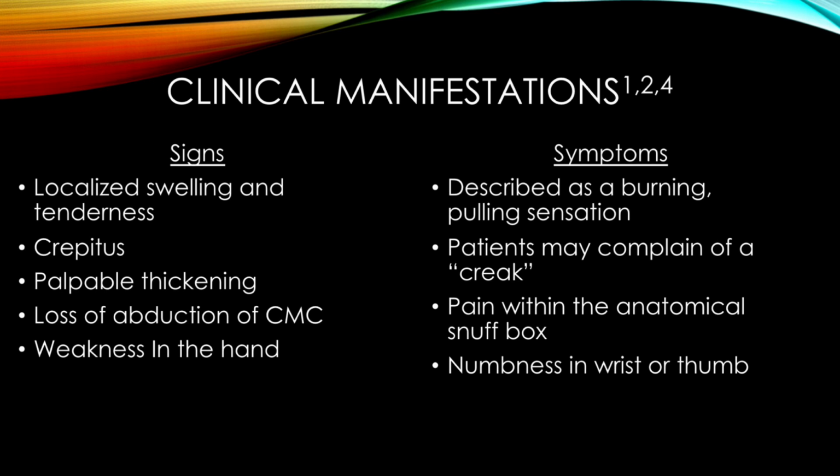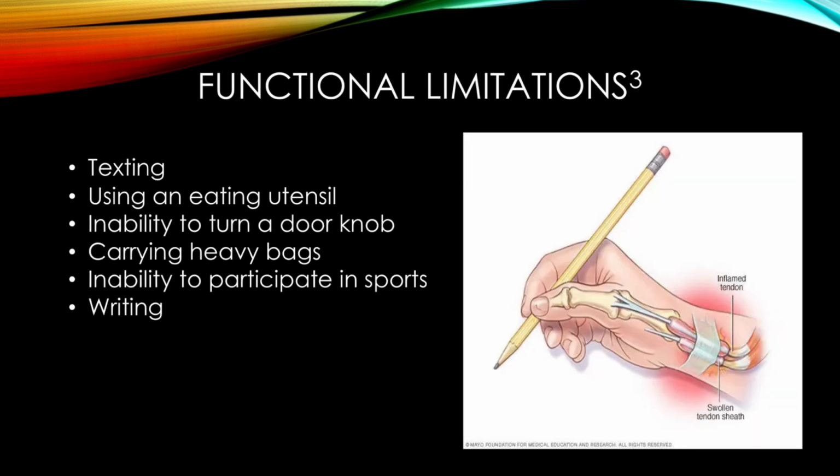Some clinical manifestations would be signs such as localized swelling and tenderness, crepitus, palpable thickening, loss of adduction of the CMC, and weakness in the hand. Some symptoms would include a burning, pulling sensation. Patients may complain of a creak, and there will be pain within the anatomical snuffbox and numbness in the wrist or thumb. Some functional limitations would be texting, using an eating utensil, inability to turn a doorknob, carrying heavy bags, inability to participate in certain sports, and writing.